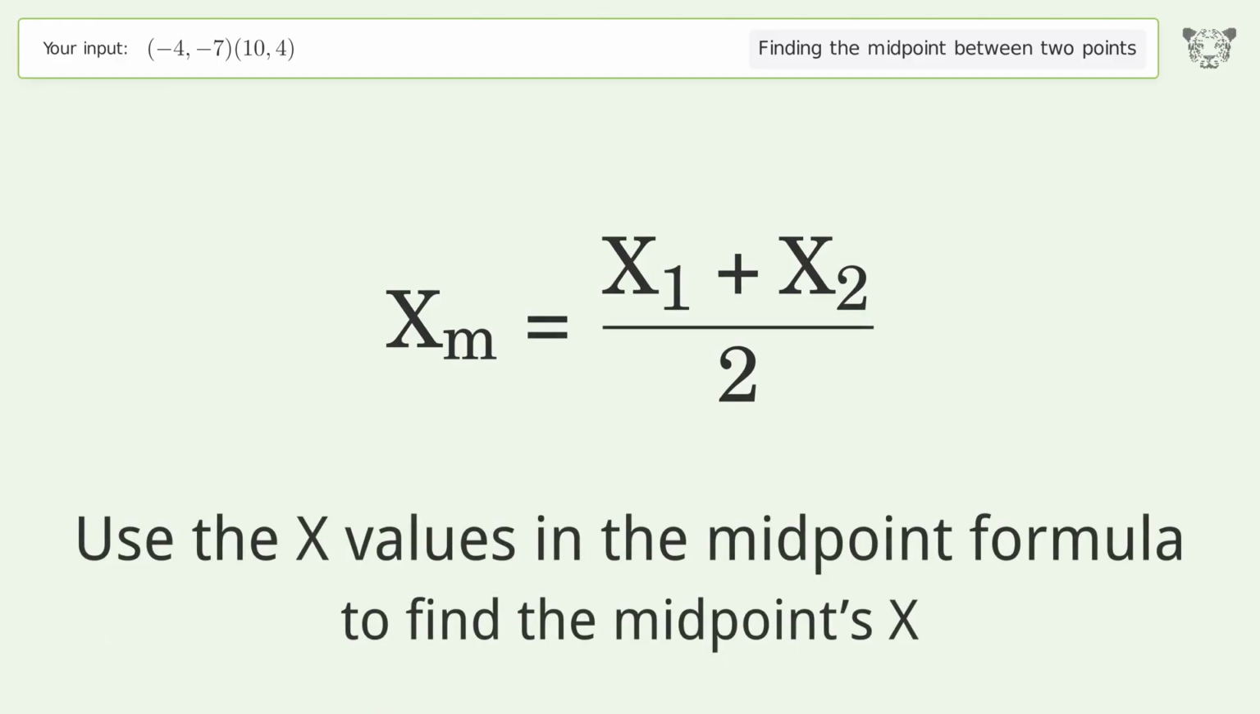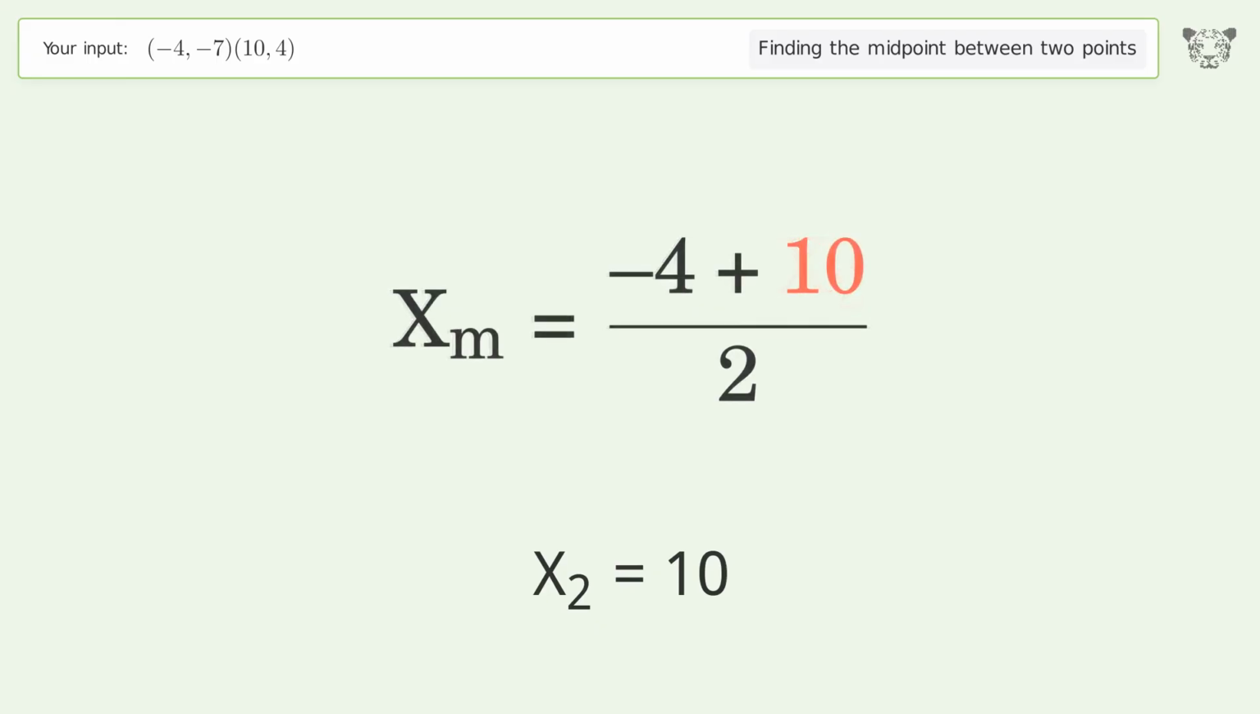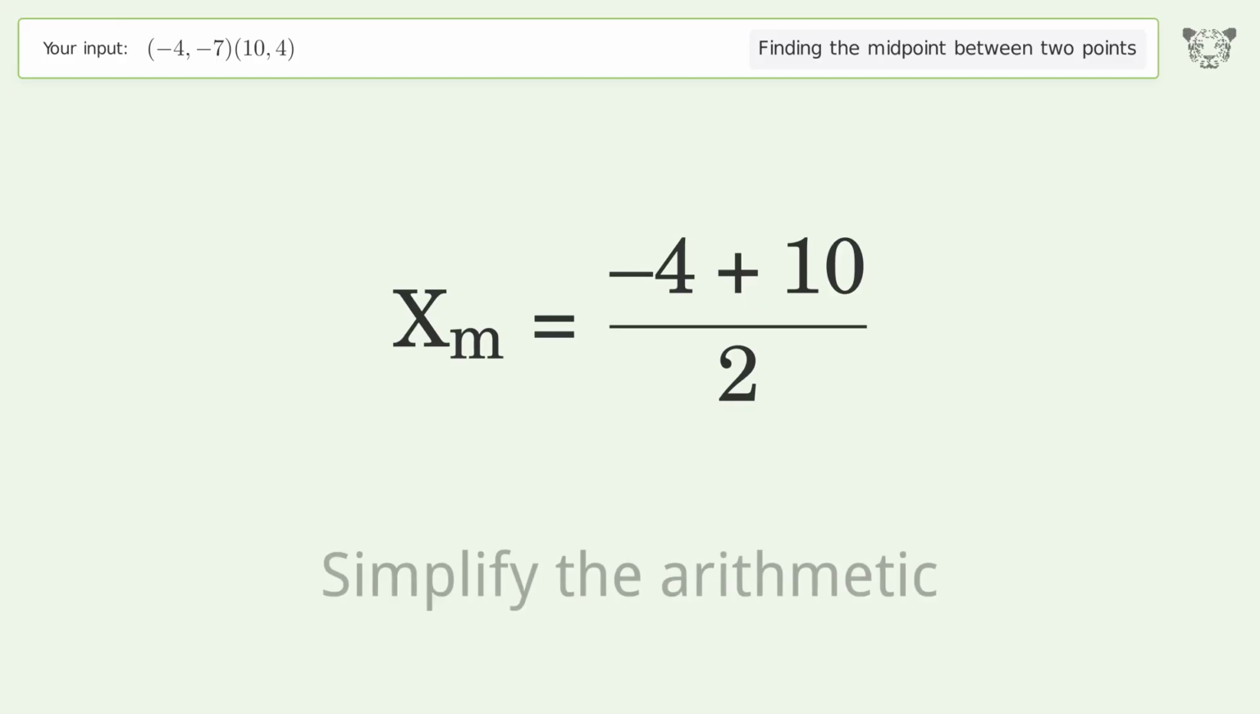Use the x values in the midpoint formula to find the midpoints x. x1 equals -4. x2 equals 10. Simplify the arithmetic.